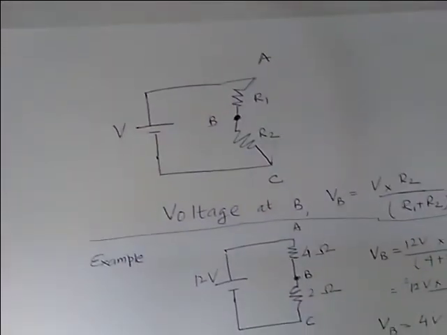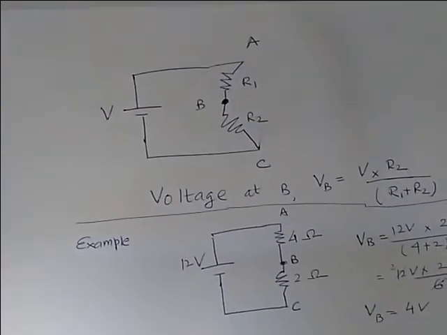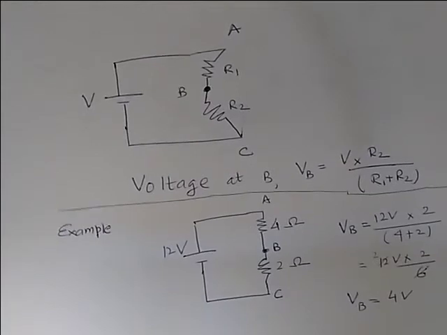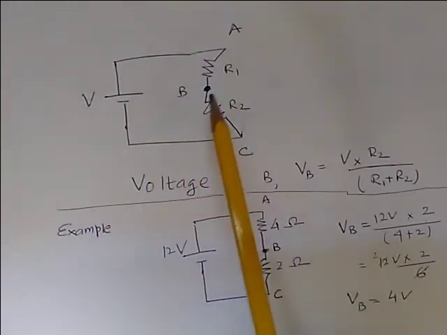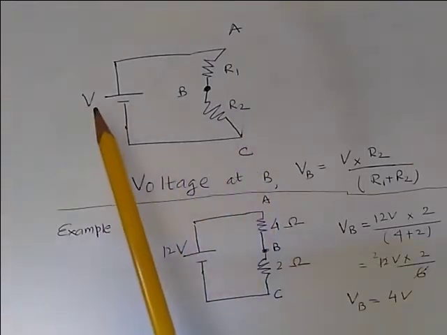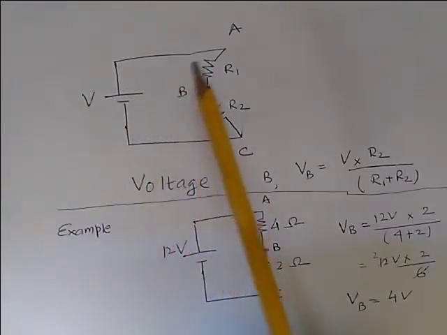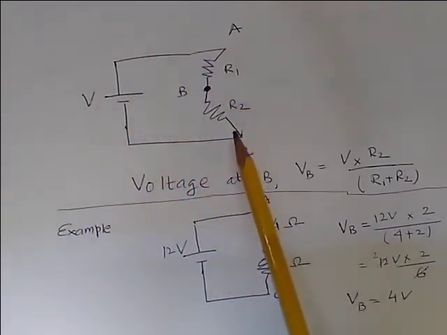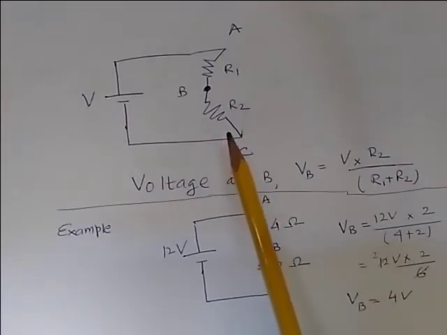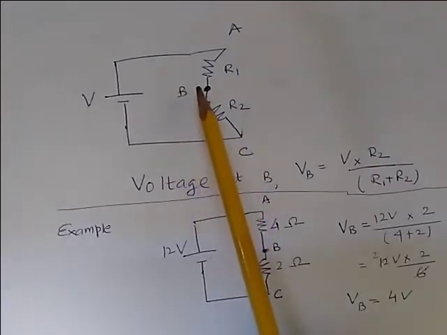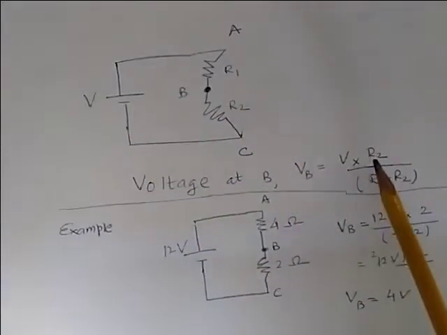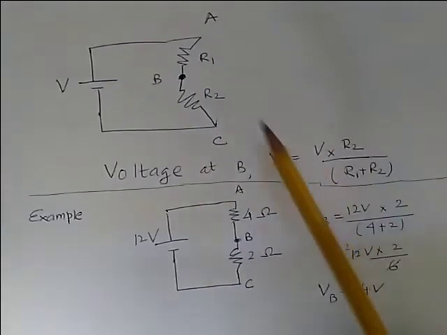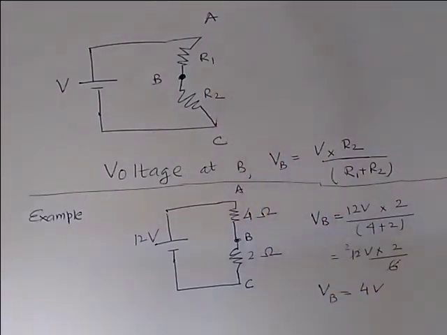Before we go into the details of the derivations and formula and others, let's see this simple construction which is a part of the Wheatstone bridge. We have a voltage source V and we have resistors R1 and R2. The one thing we need to keep in mind is that the voltage at B is given by V multiplied by R2 divided by R1 plus R2.